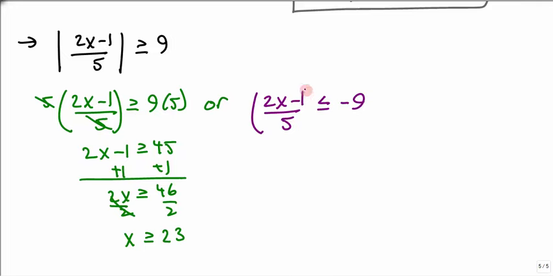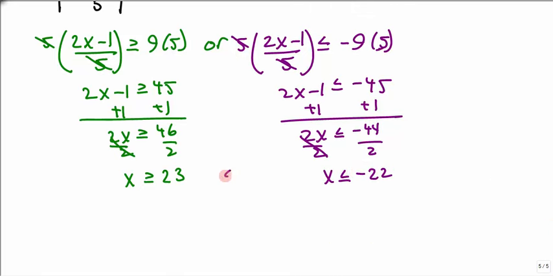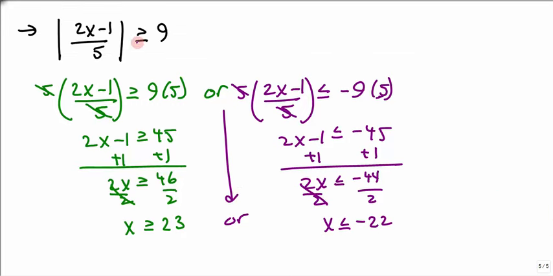Second case, I'm going to multiply both sides through by 5 as well. Whatever you do to one side, you do to the other. 5's cancel. 2x minus 1 is less than or equal to a negative 45. Add the 1. Negative 45 plus 1 is a negative 44. Divide both sides through by 2. X is less than or equal to a negative 22. Now remember, this is an OR. And I remember that our original problem was greater than, and greater than has an R, so I remember that's the OR case.